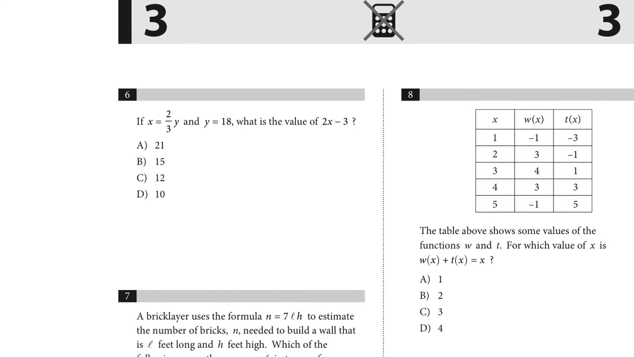Okay, if x is equal to 2 by 3 y and y is equal to 18, what is the value of 2x minus 3? Alright, x is equal to 2 by 3 times 18, which is 12. X is equal to 12. What is the value of 2x minus 3? That's 24 minus 3, which is 21.